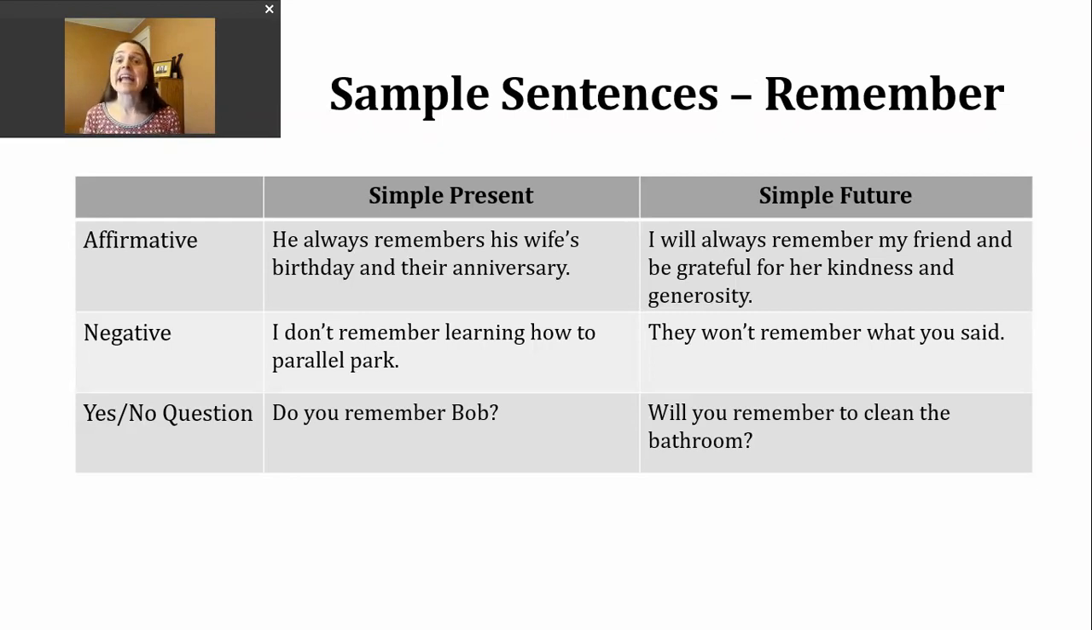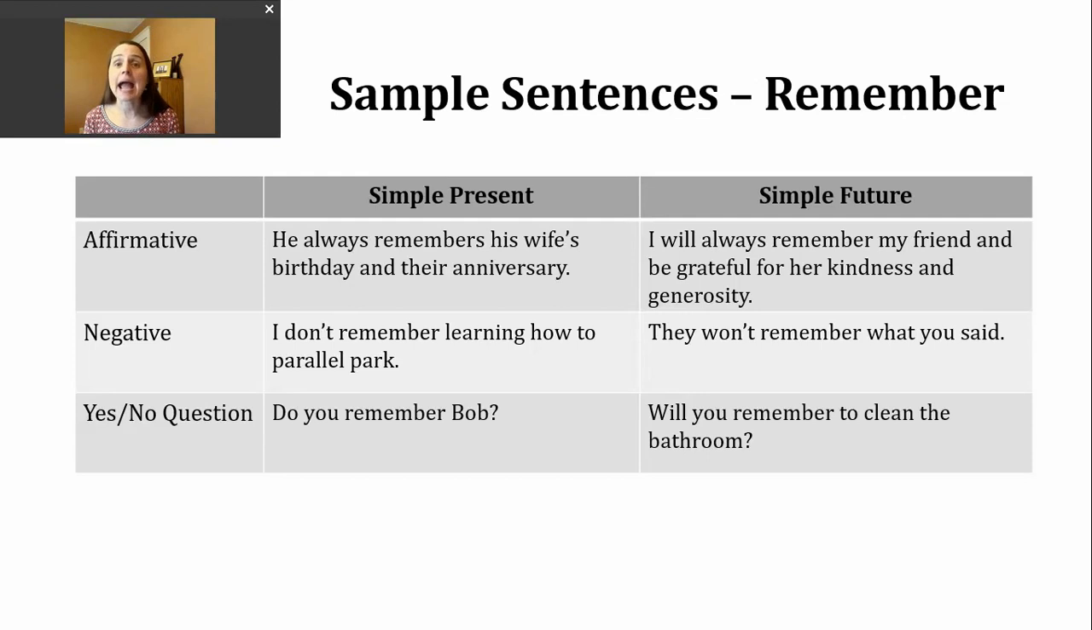If I want to make a yes or no question in the simple present, I'm going to start with do or does, whichever word matches my subject, which comes next, and then we'll have the base verb. Do you remember Bob? Right? So that kind of ties back again to that first definition we looked at earlier in the video.